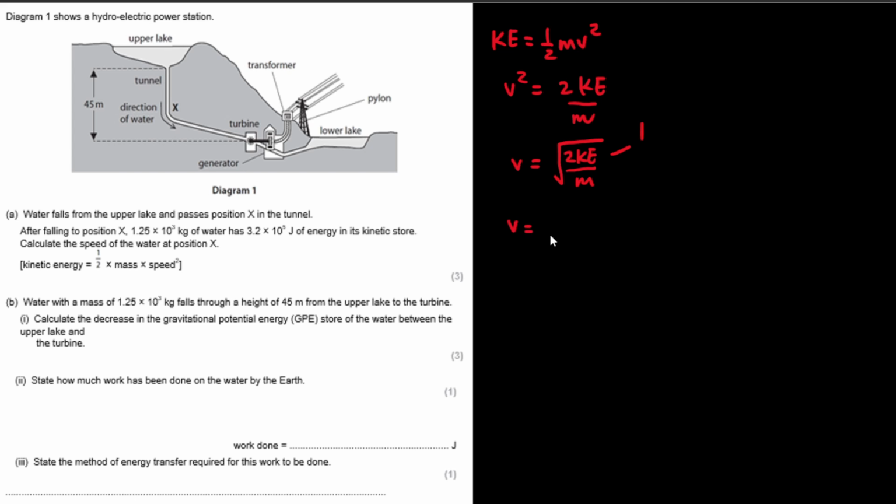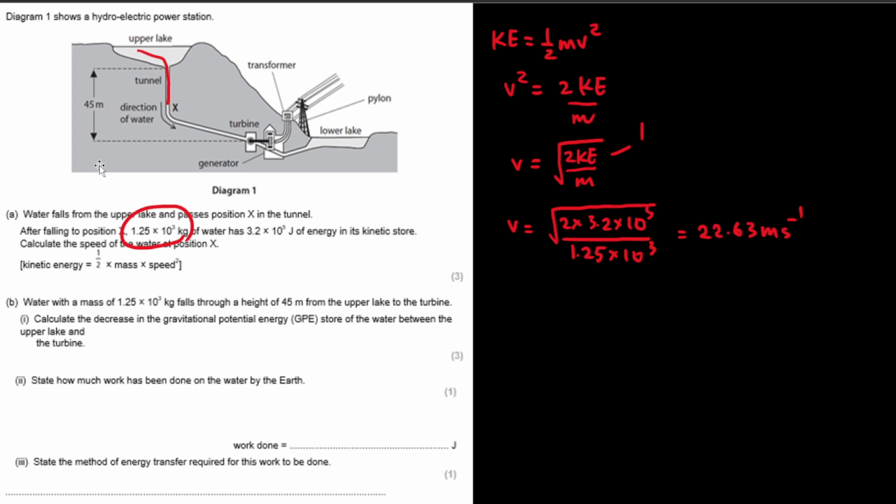So v again is equal to the square root of 2 times kinetic energy, so this is 3.2 × 10^5, divided by your total mass, which is the mass of the water that has dropped down, 1.25 × 10^3. Put that into the calculator and you should get 22.63 meters per second.